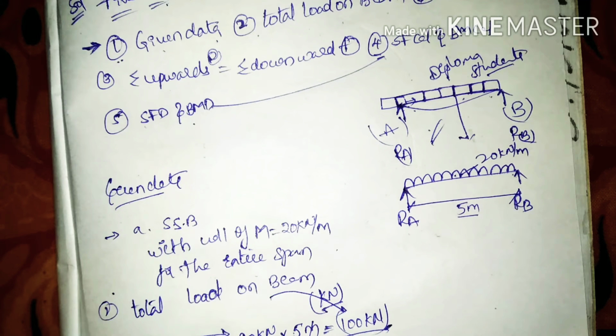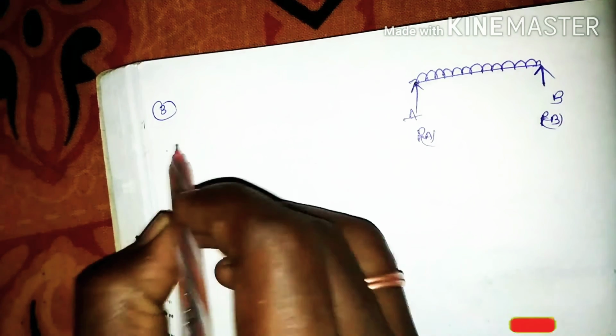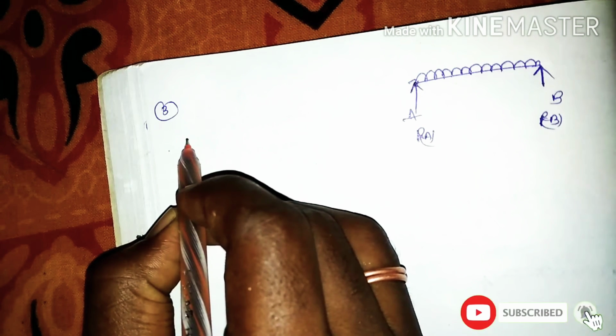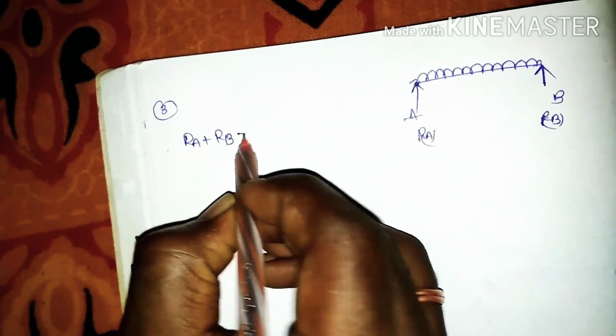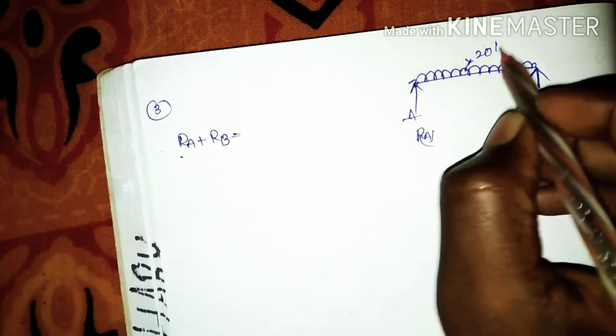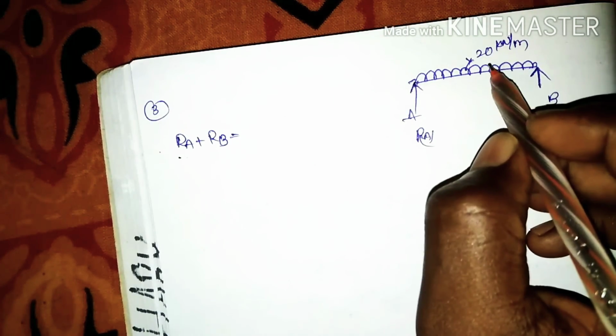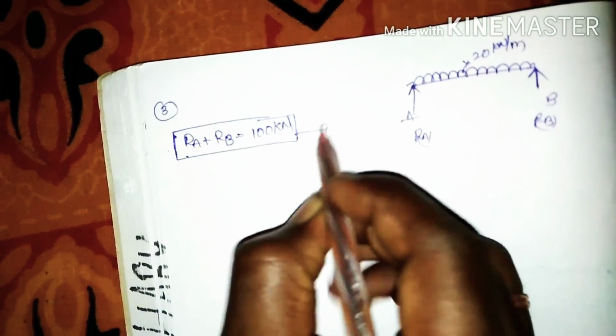And number 3, equating upward reactions equal to downward forces. Here we are having A support and B support with reactions RA and RB, such that upwards on LHS, downwards on RHS. The summation of upwards, that is RA plus RB, is equal to downwards, we are having 20 kilonewton per meter. When we convert this into kilonewtons, we get 100 kilonewtons. This is our equation 1.